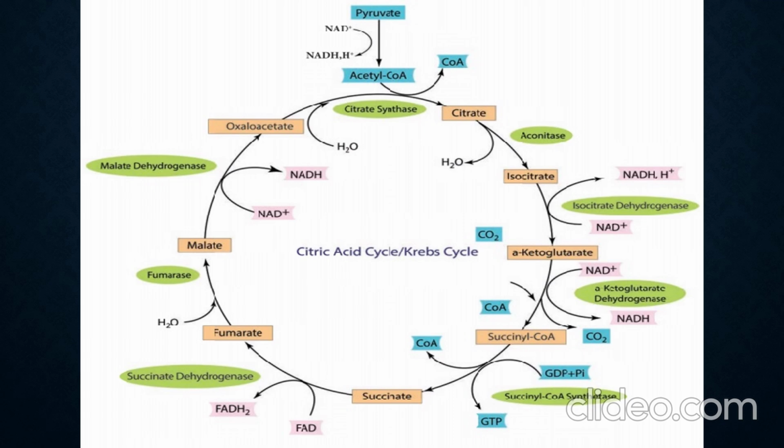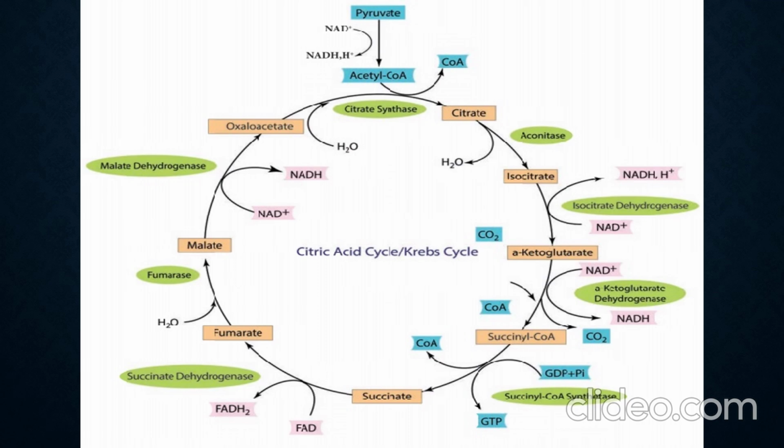The first step is formation of citric acid. The 4-carbon oxaloacetate condenses with 2-carbon acetyl-CoA to form a 6-carbon compound called citrate. The enzyme is citrate synthase. The hydrolysis of the thioester bond in acetyl-CoA drives the reaction forward. This reaction is an irreversible step.